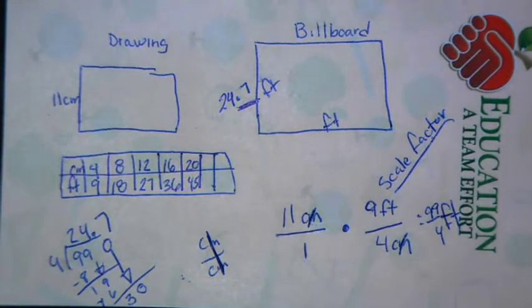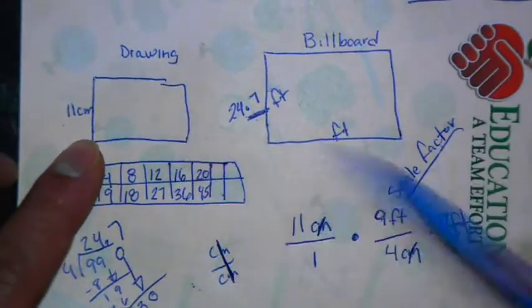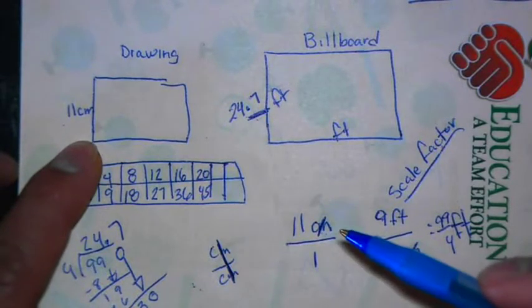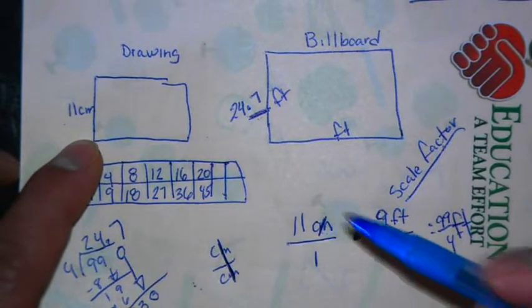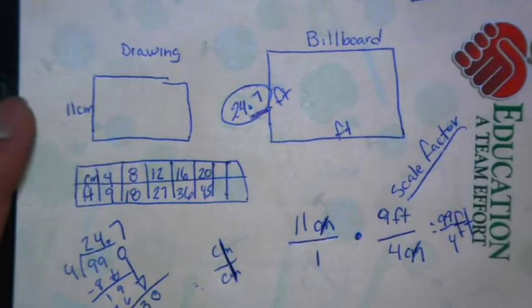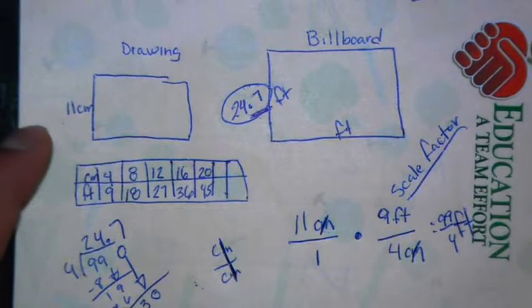Okay? So that just gives me this dimension. If I needed to find this other dimension, then I would repeat the process. But in this case, that would answer my question for problem number 1. How long is the actual billboard? And my answer is 24.7 feet. Okay? Go ahead and watch the other videos in case something about this one was unclear.